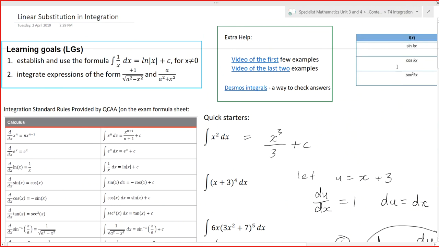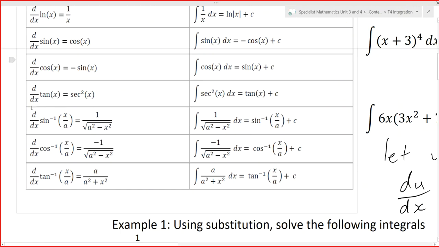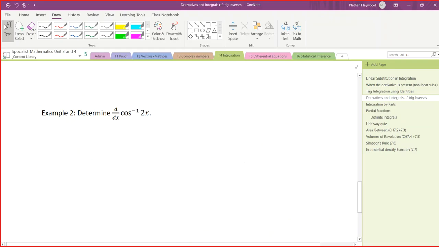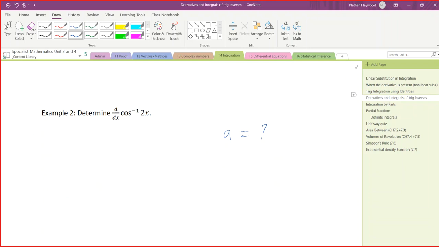I've copied the rules. These 6 rules are the main ones we're using today. What do you think the a value is? x over a. Okay, so if you go back to here, 2x is the same as x over a half. x is the same as x. Yep, very good. So the a value is a half.